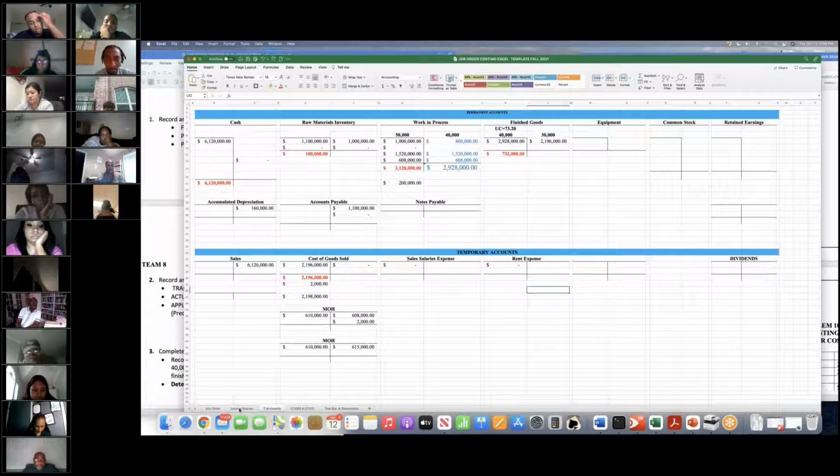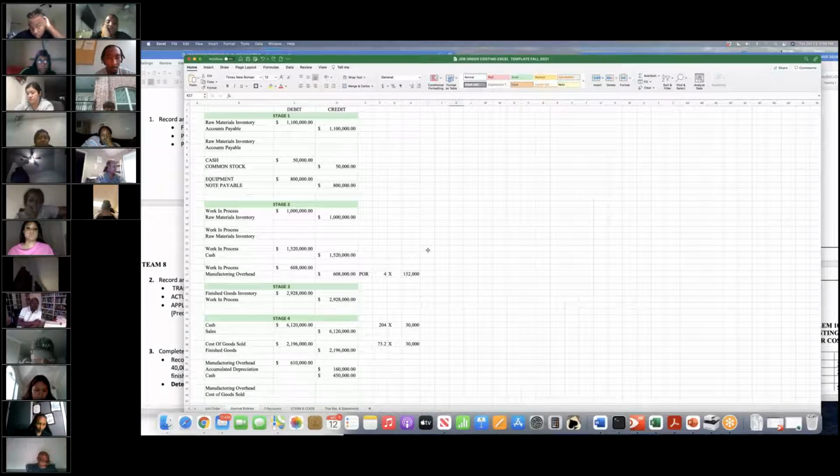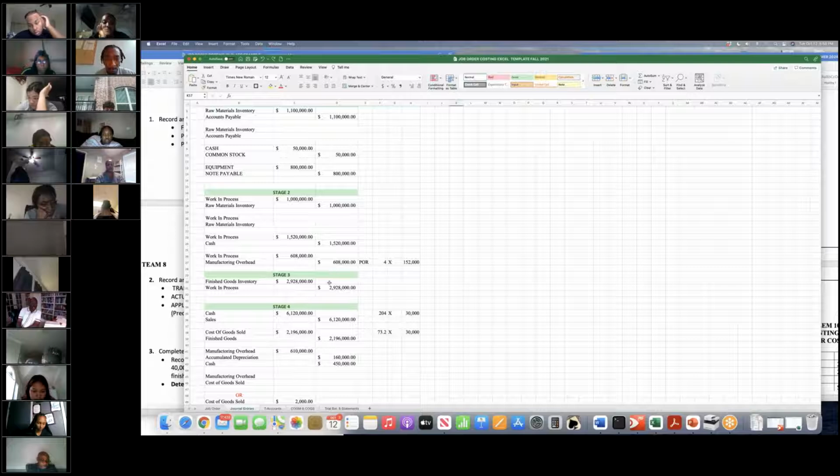So going back to our journal entries, when we get to stage 3, we debit finished goods for $2,928,000 and credit work in process for $2,928,000. These journal entries stay the same. So somebody was asking about the Excel spreadsheet. You're changing numbers. Now, every now and then you may have to add another one in here or something. But in general, for what you're doing, these are the journal entries. You just got to put numbers in. Is that clear to everybody?